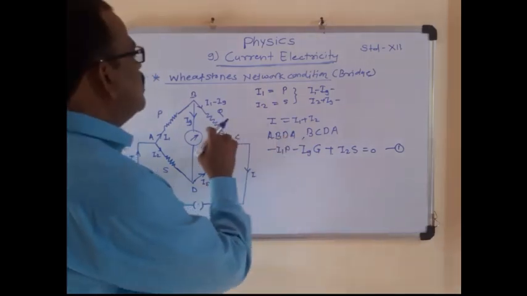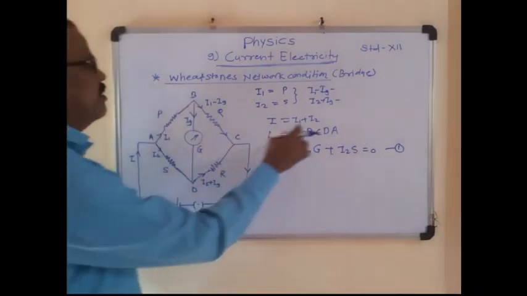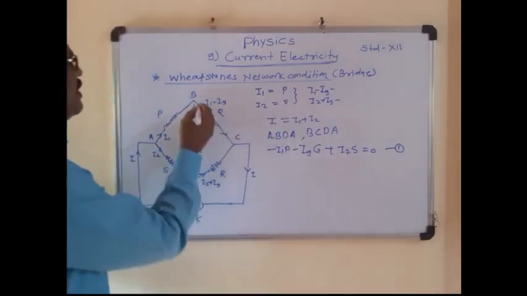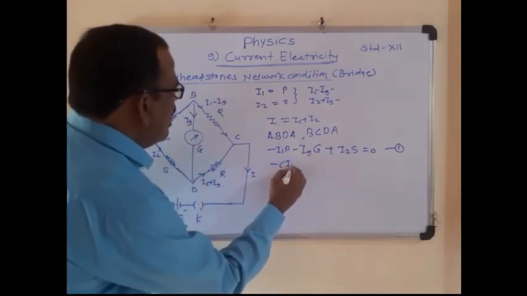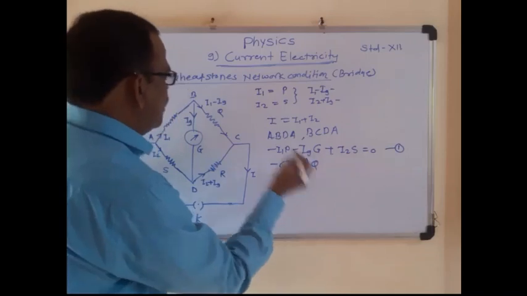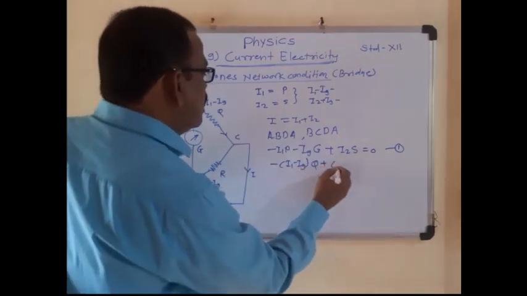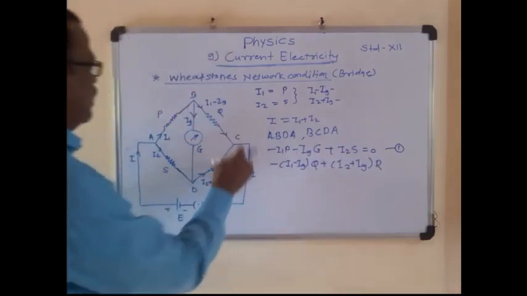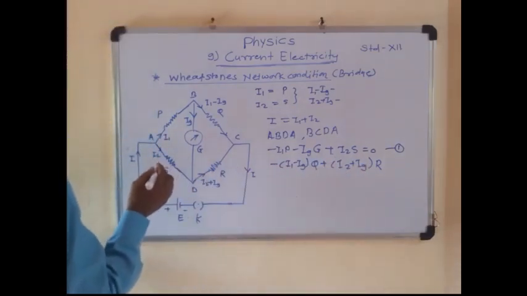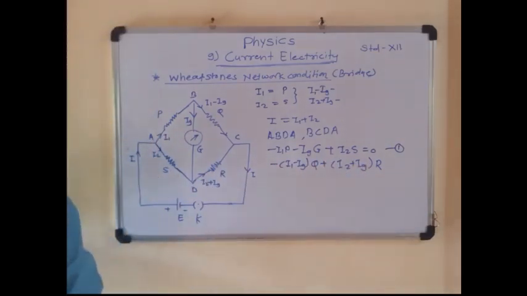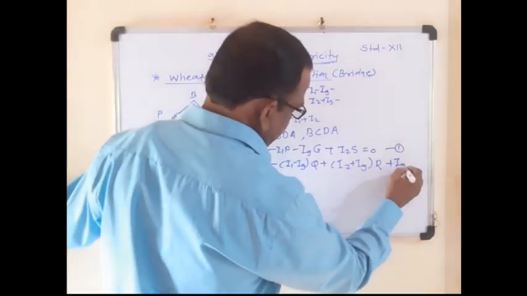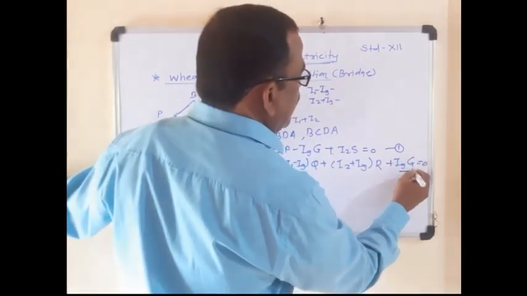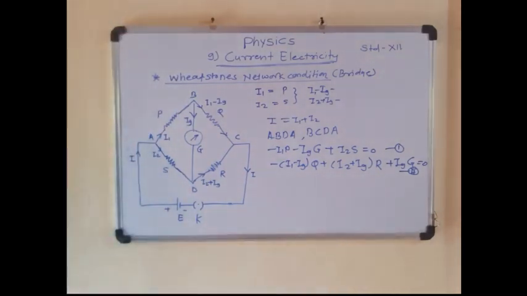Similarly, we apply Kirchhoff's voltage law to the loop B, C, D, B. Therefore we write the second equation: I1 minus Ig into Q, plus I2 plus Ig into R, plus IgG is equal to 0. Equation number 2.